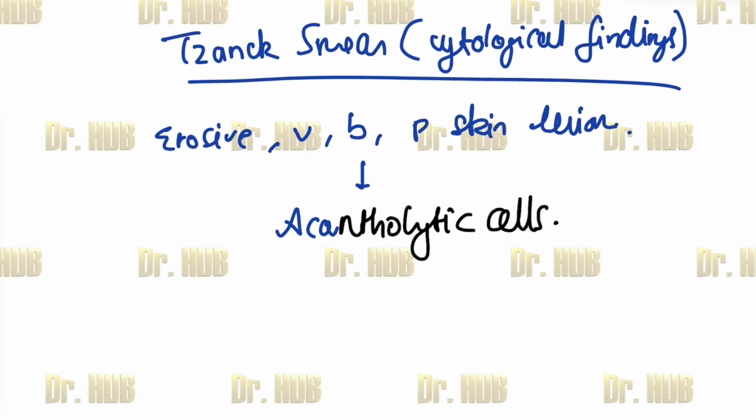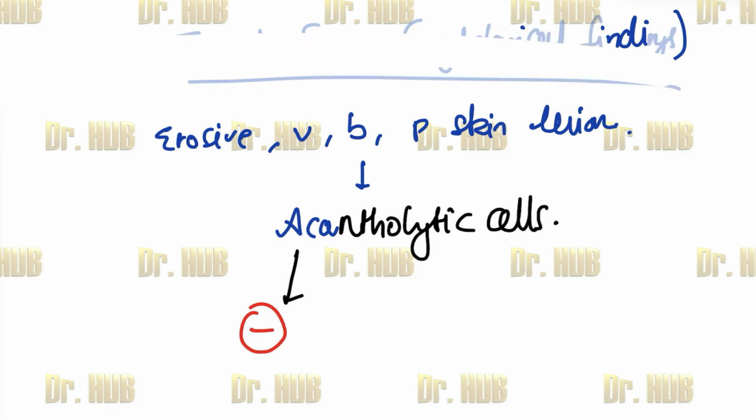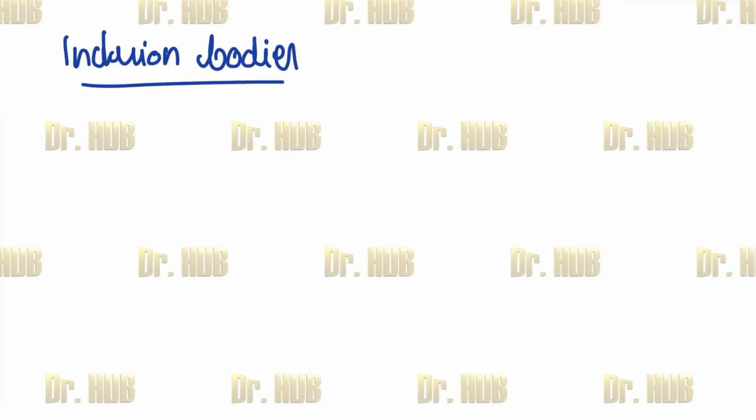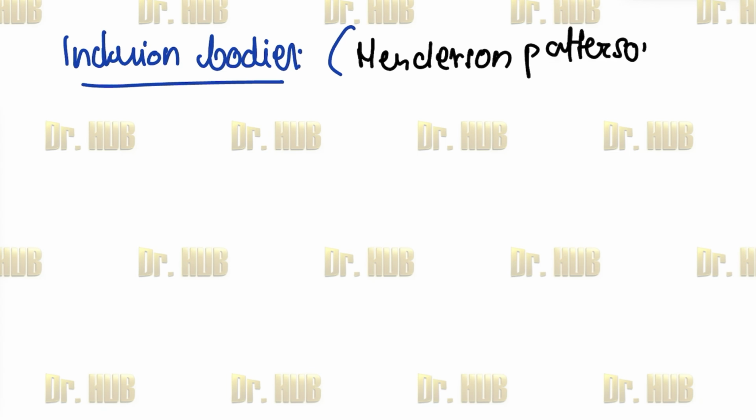So this can be either positive or negative. Now let's look at it being negative. In case of negative, what are the things seen? It can be inclusion bodies. Under inclusion bodies, there can be the Henderson-Patterson bodies.